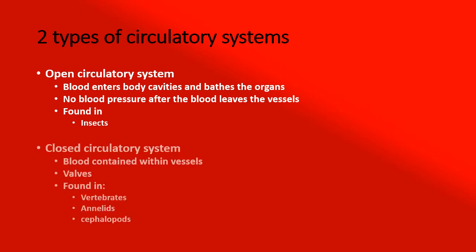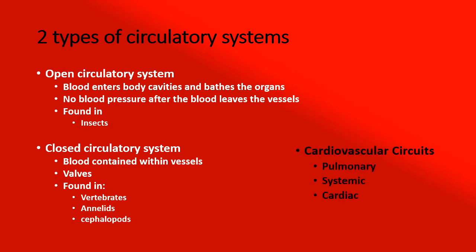Now, this is different from a closed circulatory system where blood is continually contained within blood vessels, and of course there is blood pressure, as well as valves, and valves are preventing the backflow of blood. And this closed circulatory system is found in vertebrates, including humans. It's also found in annelids, which are your earthworms, and cephalopods, like your squid and octopi.